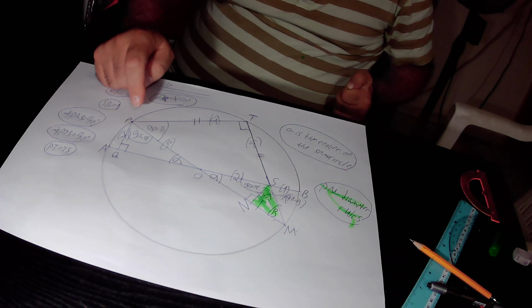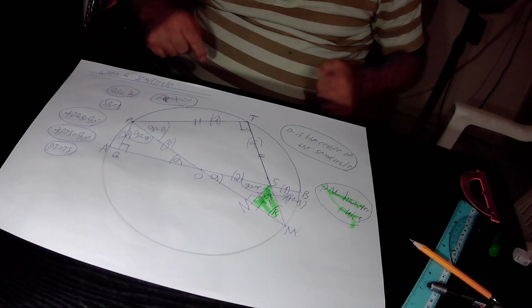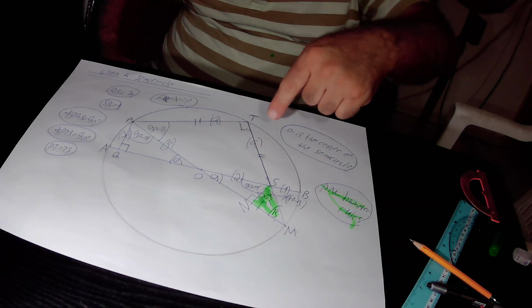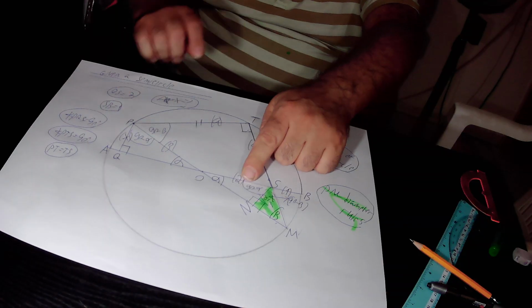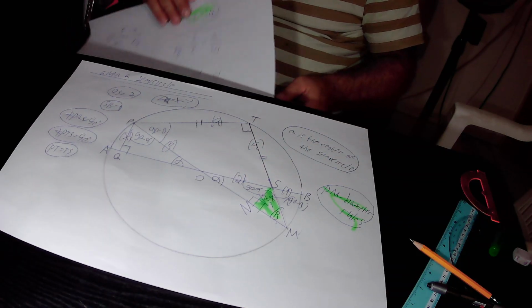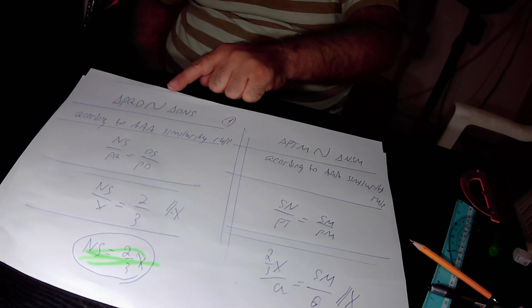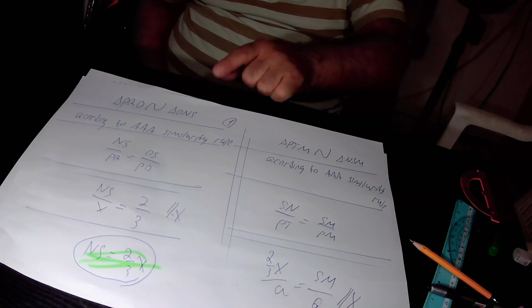So we have proved that all the angles of this triangle PQO are equal to the corresponding angles of this right triangle ONS, and therefore those two right triangles are similar to each other according to the angle similarity rule. So again, we found out that the right triangle PQO is similar to the right triangle ONS according to the angle similarity rule.